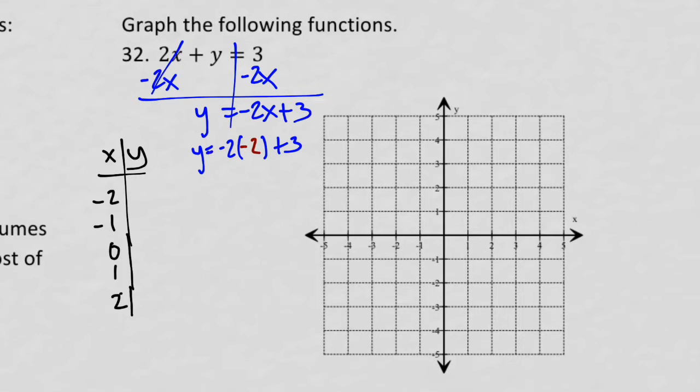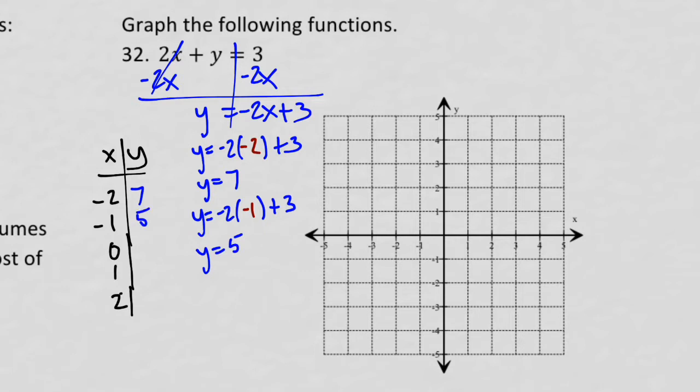Negative 2 times negative 2 is 4. 4 plus 3 is 7. So that gives you 7. Do it again. Y equals negative 2 times x plus 3. This time I'm plugging in negative 1. See what I get. Negative 2 times negative 1 is 2. 2 plus 3 is 5. Y equals 5.